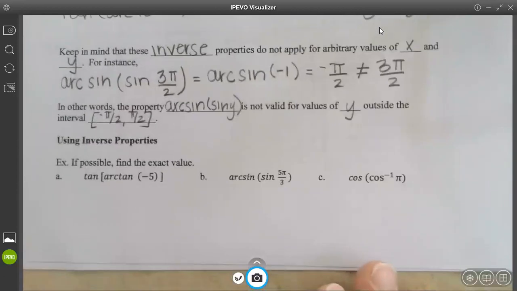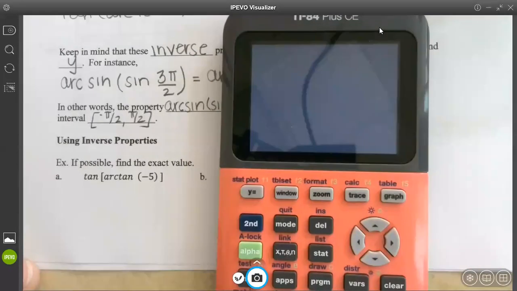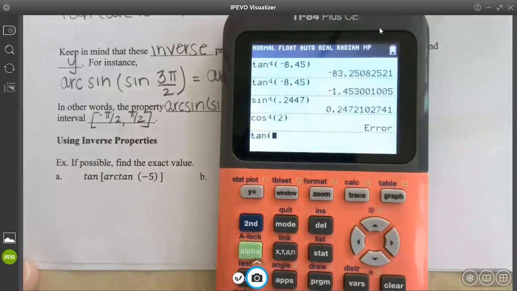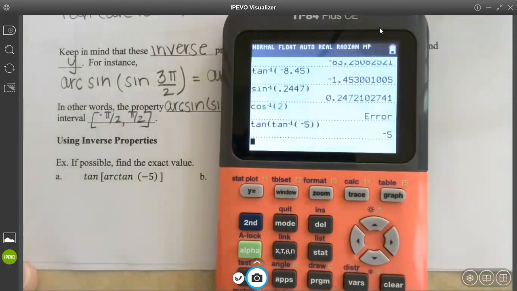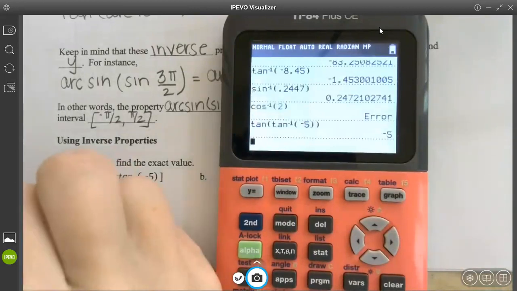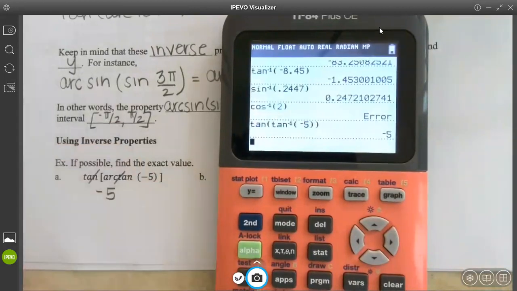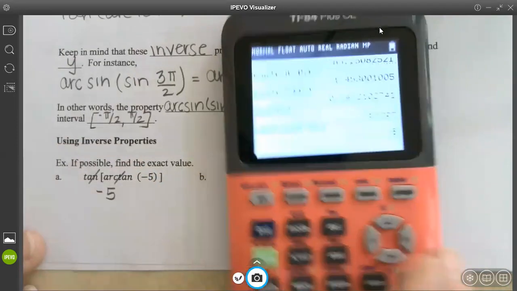All right, so when I do tan arc tan -5, what should it give me? So we're gonna try it. Tan arc tan -5. Remember, I told you you don't have to worry about it too much. What does it give you? So it's within that range and those are compatible.